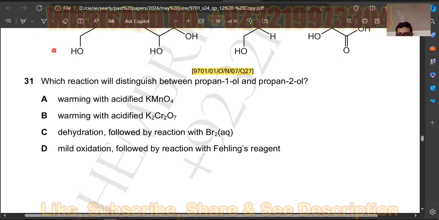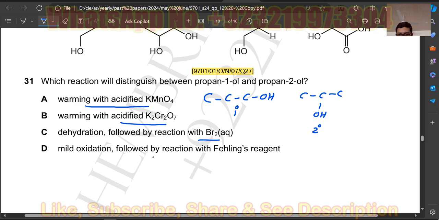Now in this question, it says which reaction will distinguish between propan-1-ol and propan-2-ol. So this is propan-1-ol and this is propan-2-ol, which means the first one is a primary alcohol and the second compound is a secondary alcohol. Now we have to apply these tests on them. We have to acidify KMnO4 on these two. We have to acidify K2Cr2O7 on these two. And in C option we have dehydration followed by bromine and then mild oxidation. So I'm going to show you the working. How can we distinguish these two alcohols with these four given tests?